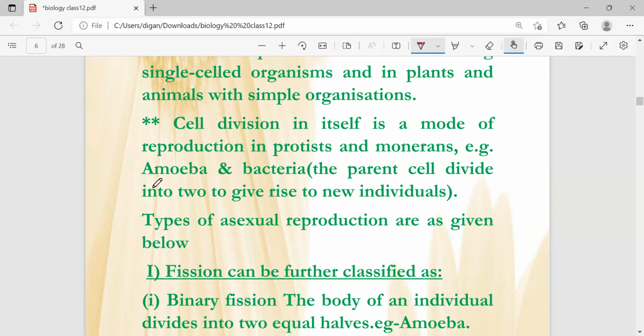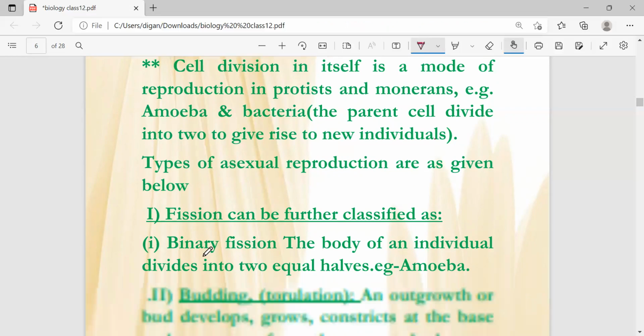It means, suppose in amoeba and bacteria, just by cell division, the offspring are produced from the mother cell, or parent cell. The parent cell divides into two to give rise to new individuals. Already I have explained. The next types of asexual reproduction are given below.